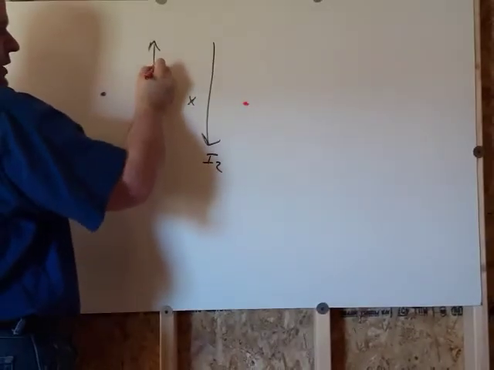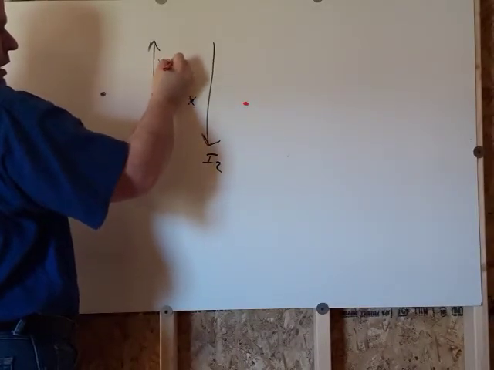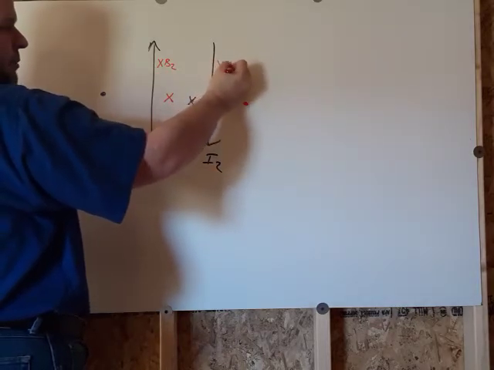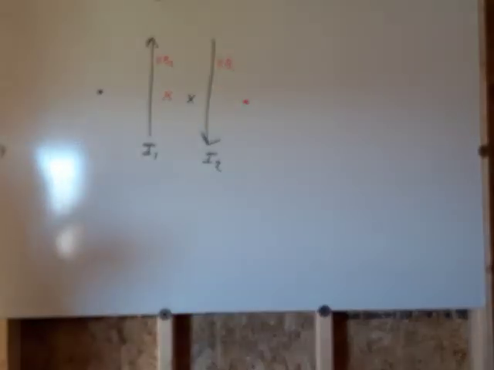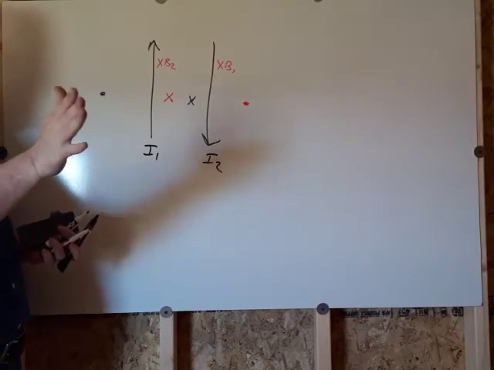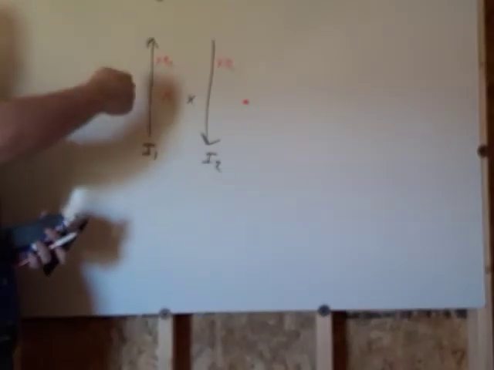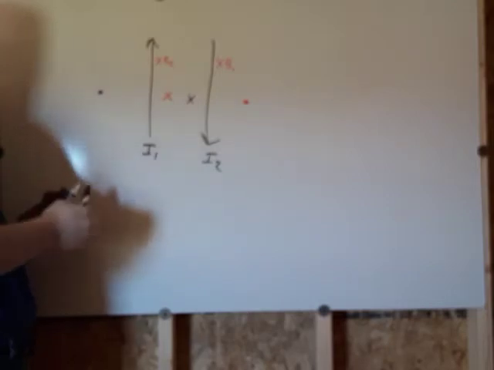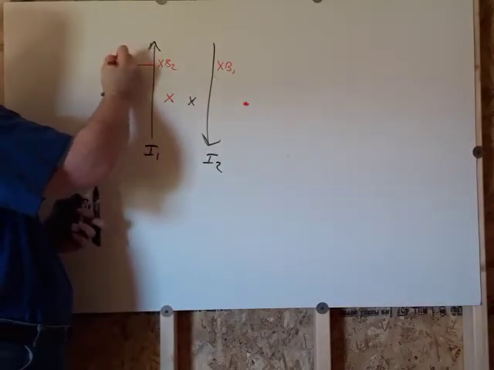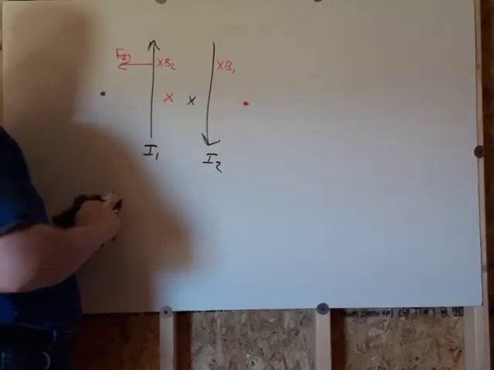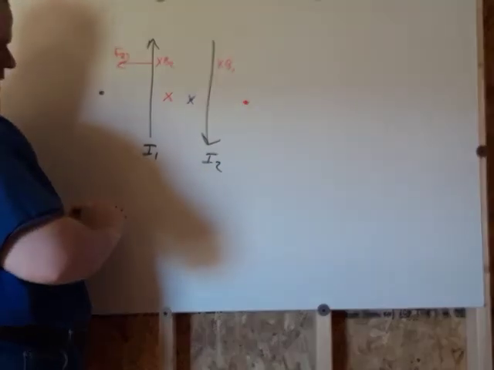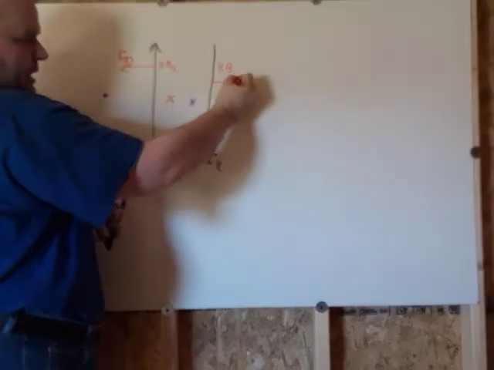So on these wires, B2 is into the board, and over here, B1. So this is at the wire. And then we do the right-hand rule on these. So we do the pointy right-hand rule: thumb goes up, fingers go in, and the force is outwards. Here, we do it like this: current down, fingers into the board, and the force is rightwards.